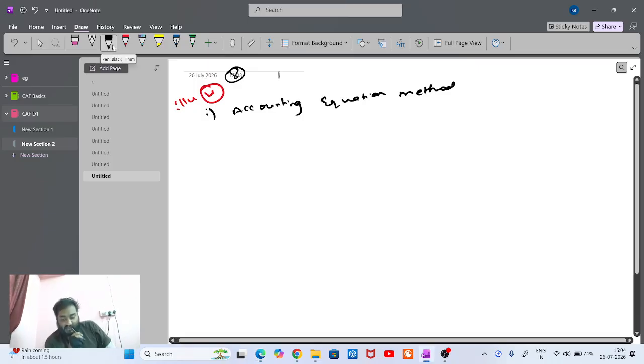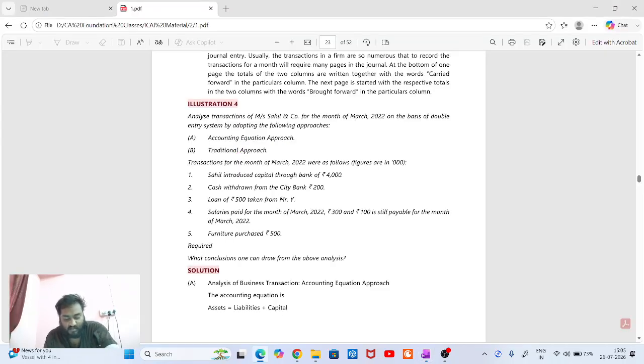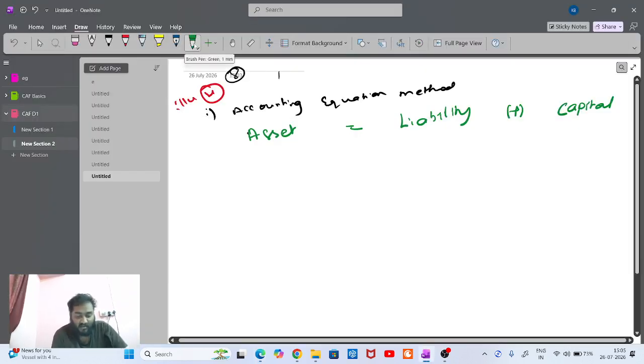We have not discussed journal entries yet, I guess. But first of all, what is the accounting equation? Asset equal to liability plus capital. So, in this question, Sahil introduced capital through bank. What is the asset here? Bank is the asset. First of all, what is the journal entry?